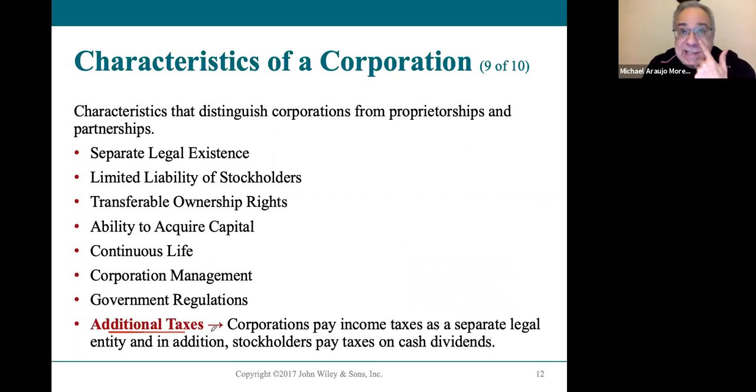Additional taxes. This is a disadvantage because of two things. One is if a corporation has a profit, they pay income tax on that profit. But then what else can they do with that profit? Sometimes they share that profit with the owners in the form of a dividend. Well, the owners have to pay taxes on those dividends. So they consider that like a double taxation or additional taxes, and it's considered a disadvantage.